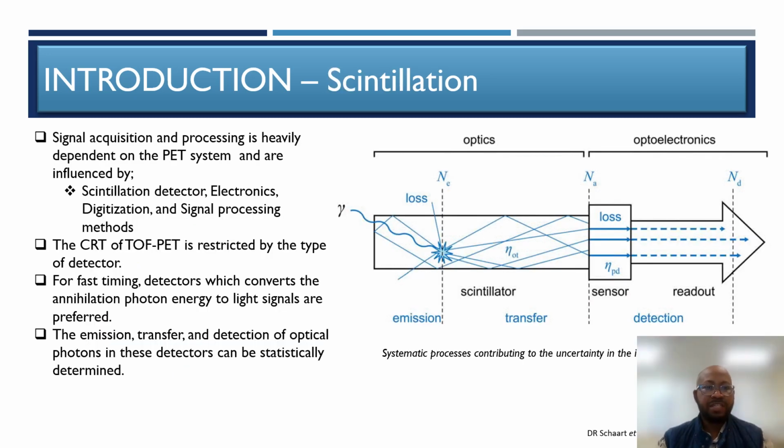Signal acquisition and processing in a PET system is heavily dependent on the type of scintillator, electronics, the type of digitization, and the signal processing method that we use. The whole process can be divided into two, where we have the optics and the optoelectronics. In the optics system, we have the emission and transfer of optical photons in the scintillator, whereas the optoelectronics system is made up of the sensor and the readouts, where the optical photons are detected by the sensor and then finally read out through the electronics and then processed.